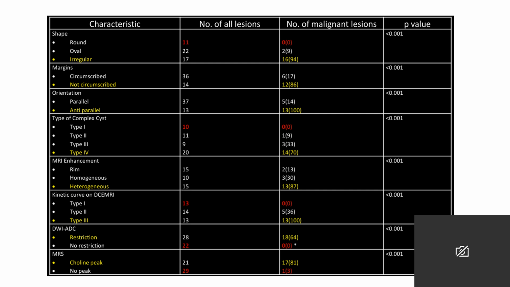This chart shows various characteristics of malignant lesions. Malignant lesions are irregular, not circumscribed, and anti-parallel. They're mostly type 4 and show heterogeneous enhancement. Diffusion restriction is positive for most of the cases, and they will show a choline peak. Kinetic curve on DCE MRI would be type 3.